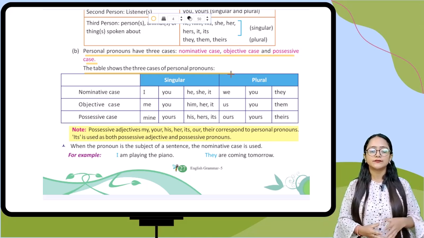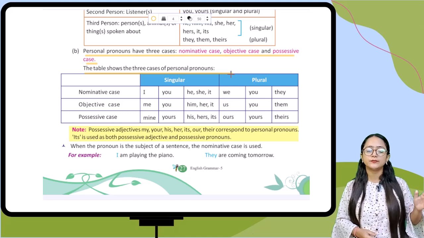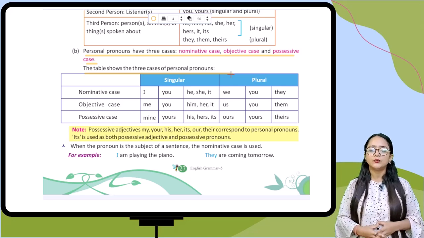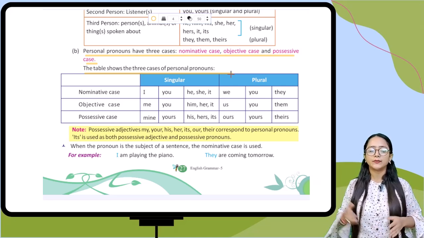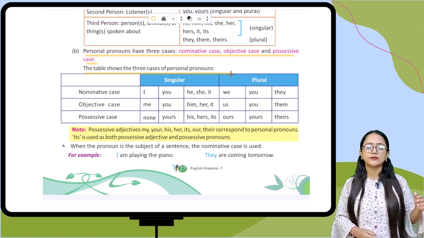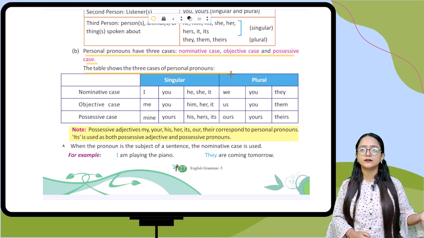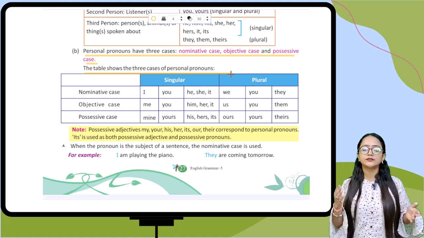Next, objective case. In the singular, you have to use me, you, him, her, it. Plural, us, you, them. Next, possessive case. In the singular, you have to use mine, yours, his, hers, its. Plural, ours, yours, theirs.